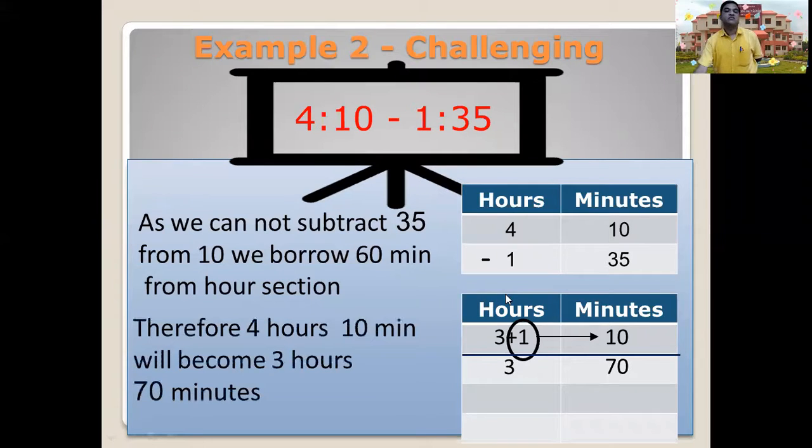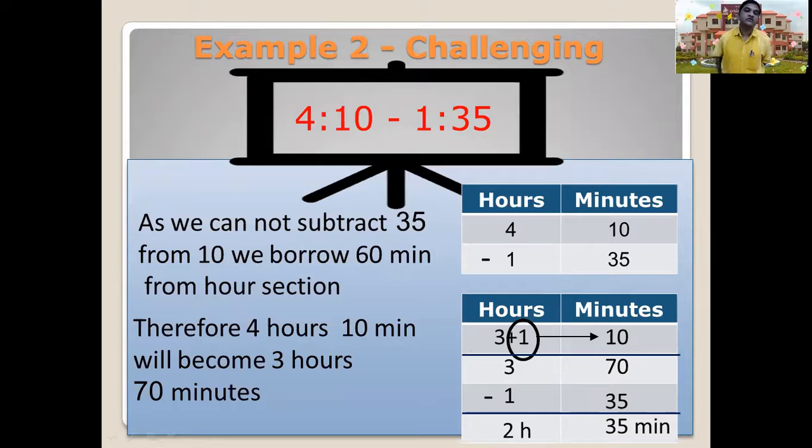Now we'll subtract 1 hour and 35 minutes from this time, because it is the same as 4 hours 10 minutes. So subtracting 35 minutes from 70 minutes in the minute section, we get definitely 35 minutes. We can easily subtract. And by subtracting 1 hour from hour section, we'll get 2 hours. So the answer for subtraction of 1 hour 35 minutes from 4 hours 10 minutes is 2 hours 35 minutes. This is all about subtraction of the time from the given time.